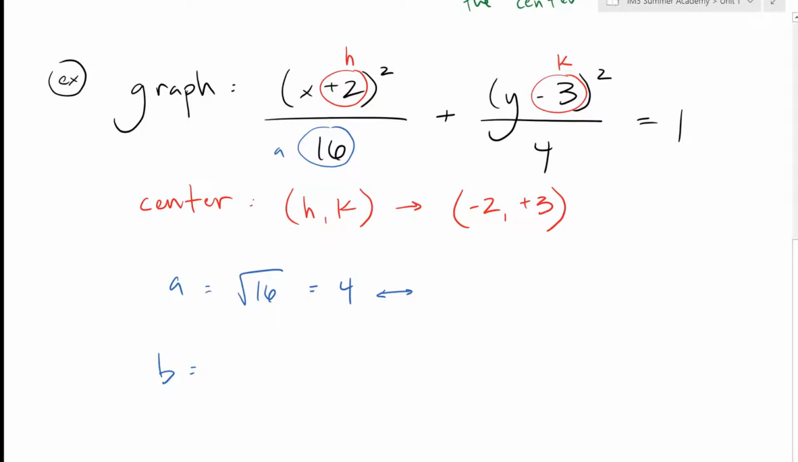All right. The other one is B. B is located on the y fraction. But we need to take the square root of that. So that's going to be 2, and that is the vertical or up and down distance. You probably ask yourself, what does all this mean? But let's tie this all together now. Let's make a graph.